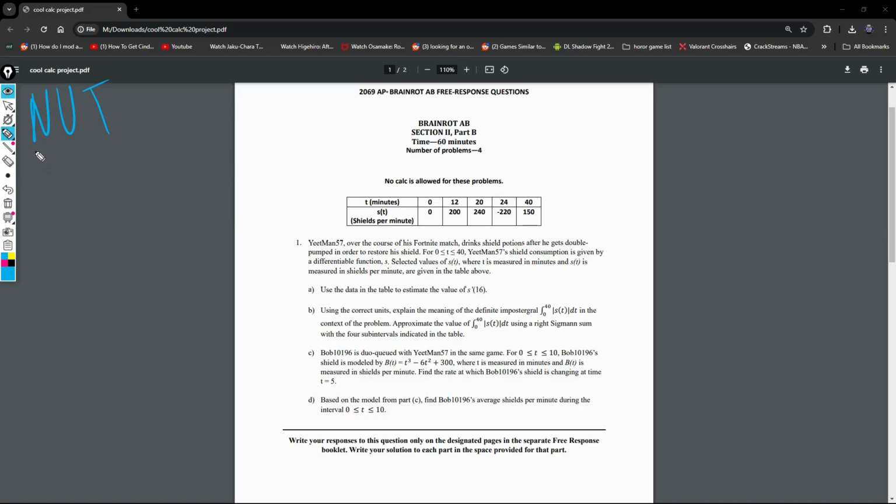Okay, so first, the N stands for noun. That being, let's just write that again. The integral from 0 to 40 of the absolute value of S of t dt. This is your noun. Okay, guys, don't refer to this function as "it," please.